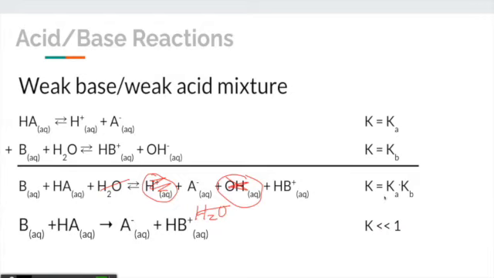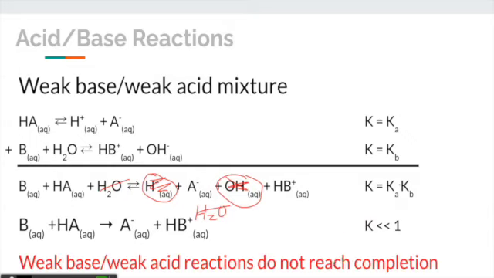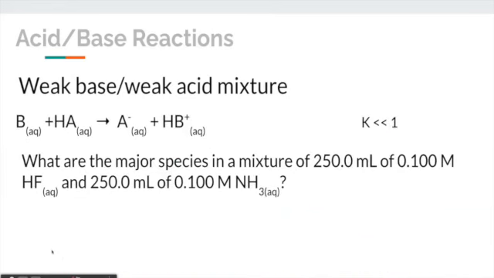But since both of these are weak, it's a weak acid and a weak base, when we multiply two small numbers together, we're going to get a really, really small number. So K is much less than 1, and we can say that a weak base, weak acid reaction is not going to reach completion. Here's an example.